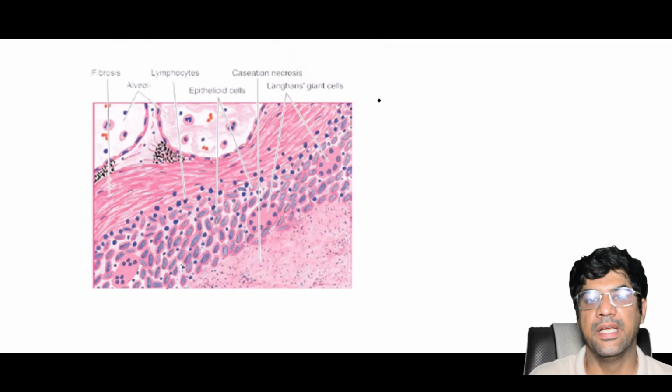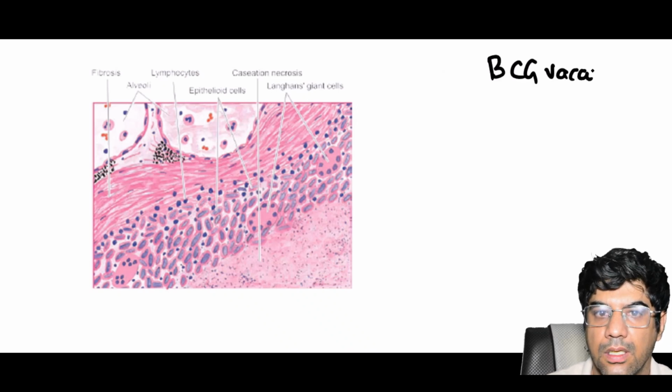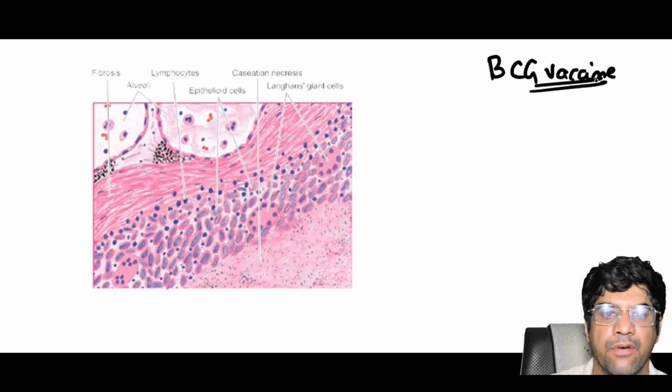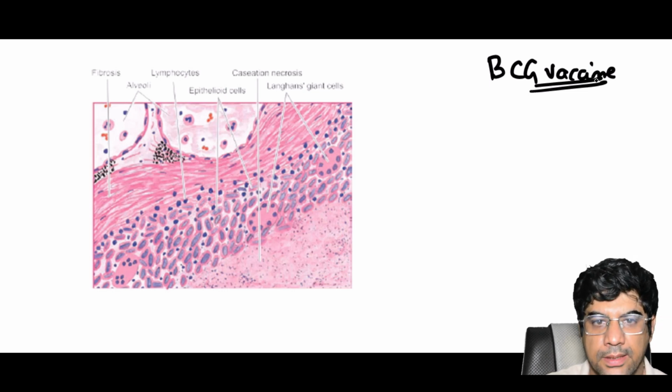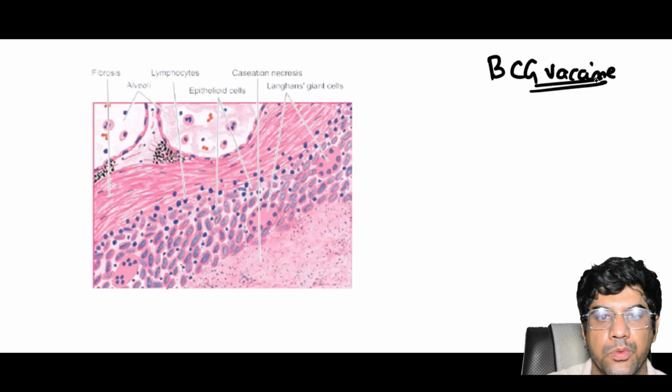Now the immunization against tuberculosis that we can give is the BCG vaccine. That induces cell mediated immunity and delayed hypersensitivity. Now let us discuss the evolution of the tubercle. What are the changes that occur when the tuberculous bacilli enter the tissue?